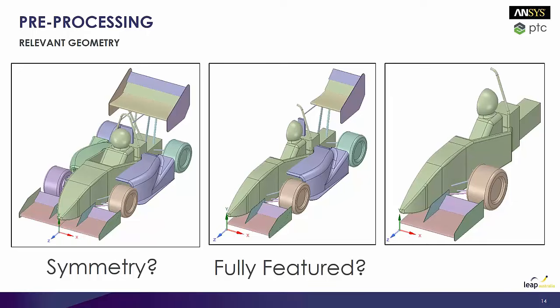Do I need to use the full car, or if it's symmetric down the middle and the flow is symmetric as well, can I cut the car in half and use a symmetry model? And then the other question is, do I need to have it fully featured? If I'm interested in just the interaction between the nose, the front wing, and the wheel, do I need to have the side pod? Do I need to have the rear wings and the rear wheels as well? So always try to understand what you are actually aiming to achieve, and what you need to get there.